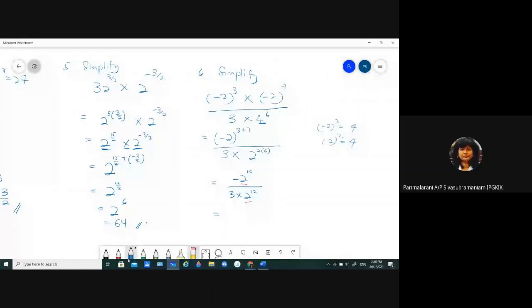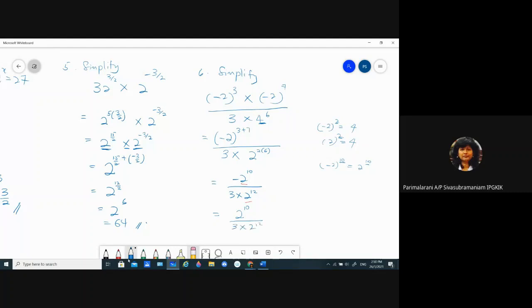So then what does it become? Does this become negative 2 to the power of 10? Because the power is even, okay? Negative 2 to the power of 10 is also the same as 2 to the power of 10, same value, correct? Negative 2 to the power of 10 is the same as 2 to the power of 10 because the power is even. So negative and negative will become positive. So it's 2 to the power of 10 over 3 times 2 to the power of 12.